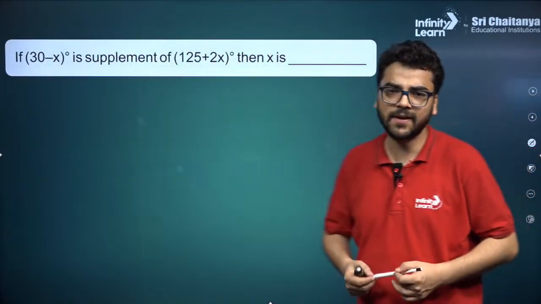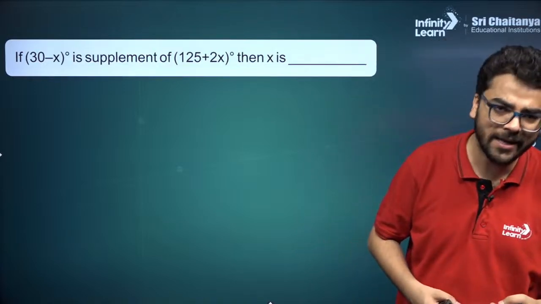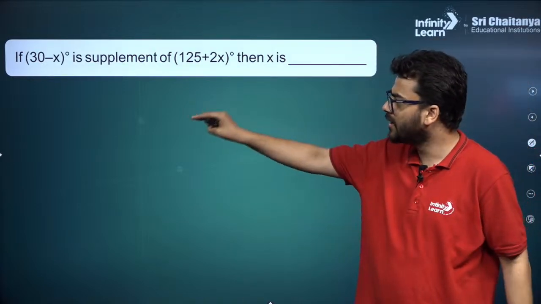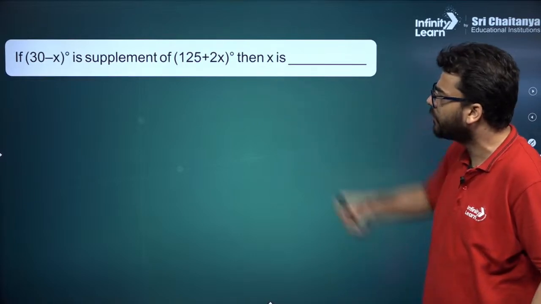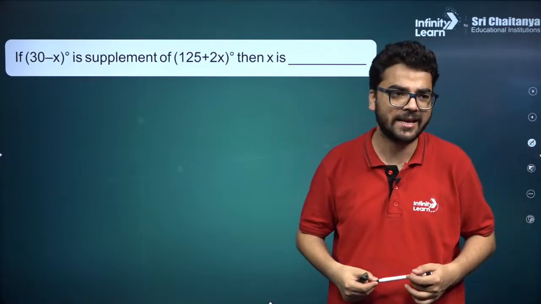Can you try doing this one? It's again a direct question, a property based question. It is given that 30 minus x is the supplement of 125 plus 2x degrees.